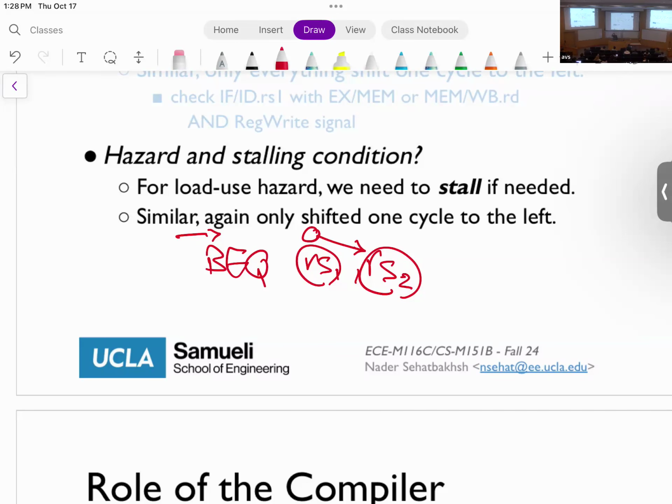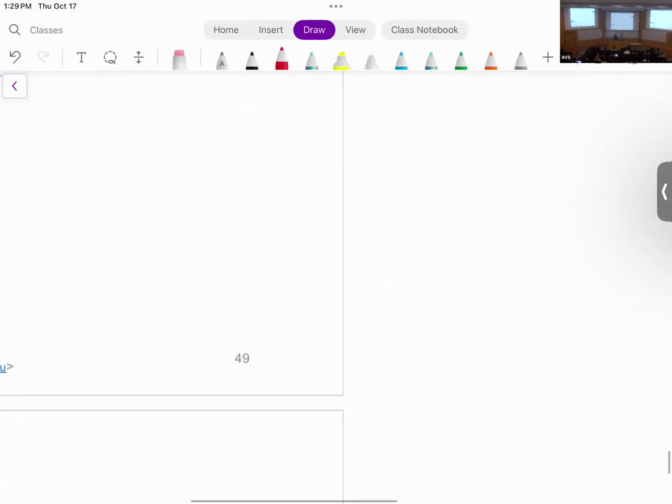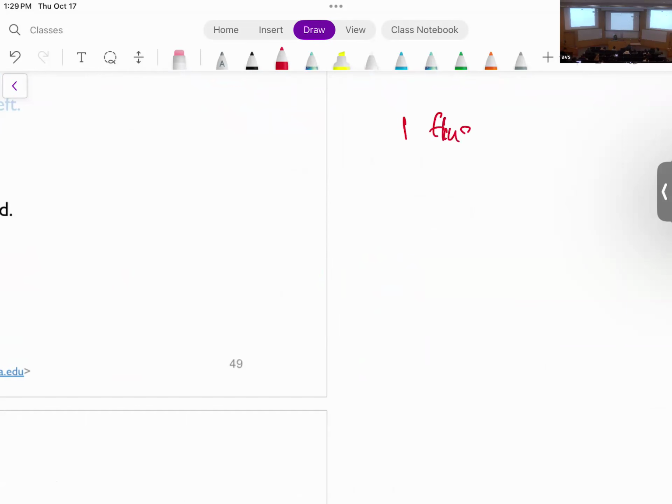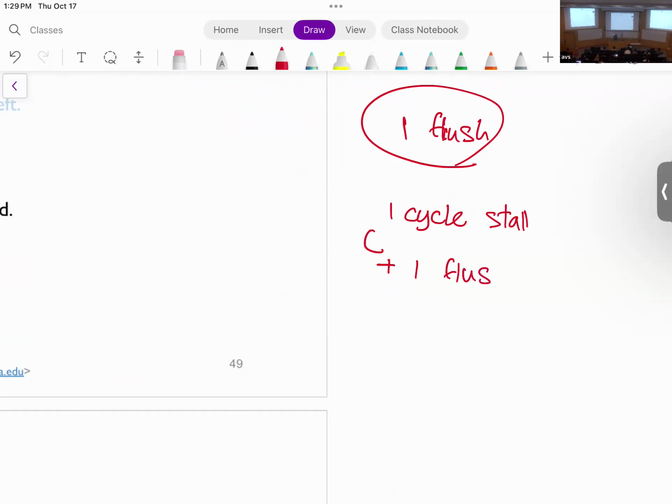Yes, there is one. So the question is, there is one flush and there is one stall. Exactly. So in the worst case scenario, in a normal scenario you're going to have one cycle of flush. But now you're going to have one cycle of stalling because of the RAW data hazard, plus one cycle of flushing because of the misprediction.